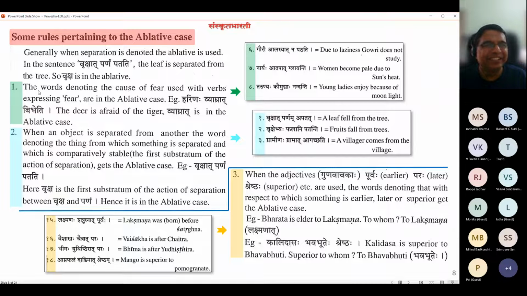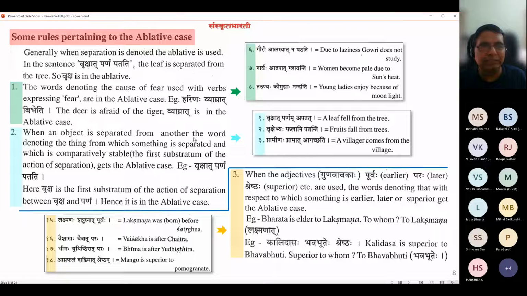Anyway, when the words denoting the cause of fear are used with verbs expressing fear, they are in the ablative case. Example, Harinaha Vyagrat Bibeti. Okay, the deer is afraid of the tiger. Vyagrat is in the ablative. So we saw a few more examples. Gauri alasyat na patati, naryaha atapat glayanti, tarunya kaumudya nandanti. I just threw in the additional examples. And this was actually the number 1.